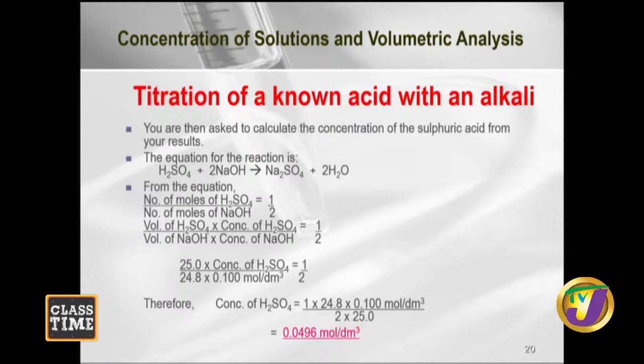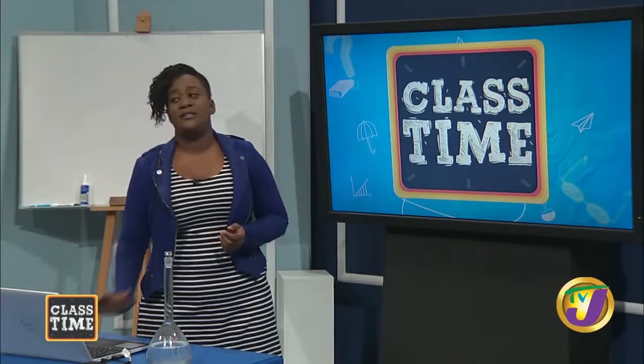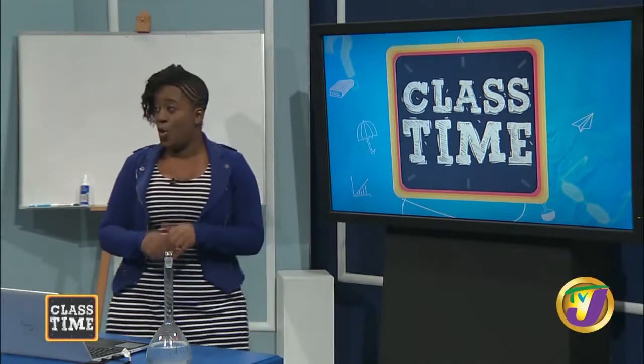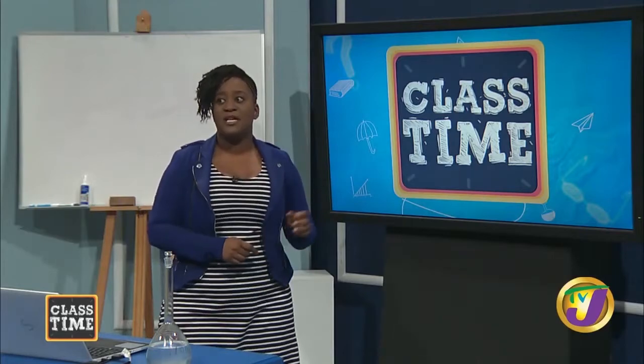So our sulfuric acid that was in the flask to begin with would have been 0.0496 mole per dm³. So that is our concentration. So we can use a known to calculate our unknown. All right? So remember, when we're doing a titration, we should always have a known to calculate our unknown. All right? So let's do a quick check.